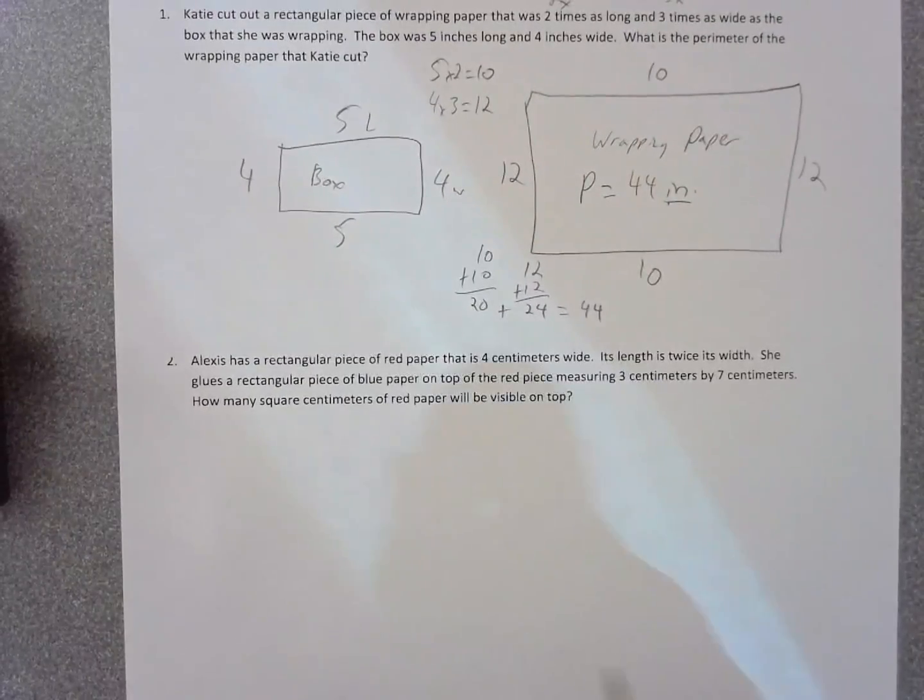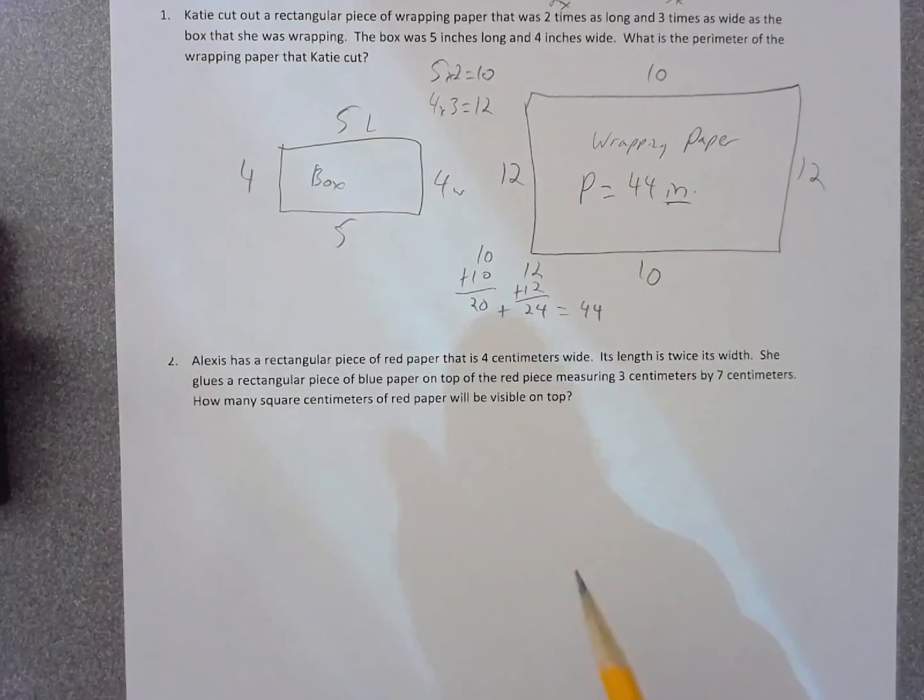All right, Alexis has a rectangular piece of red paper that is 4 centimeters wide. Its length is twice its width. She glues a rectangular piece of blue paper on top of the red piece, measuring 3 centimeters by 7 centimeters. How many square centimeters of red paper will be visible on top?